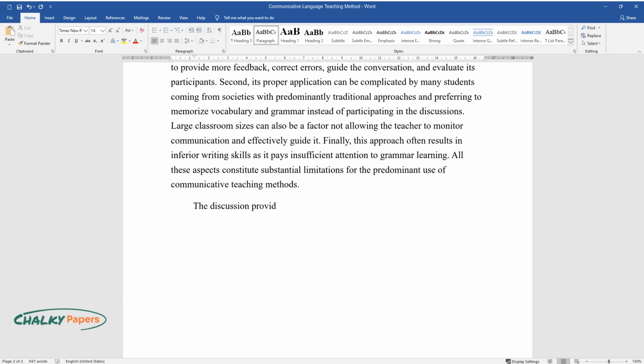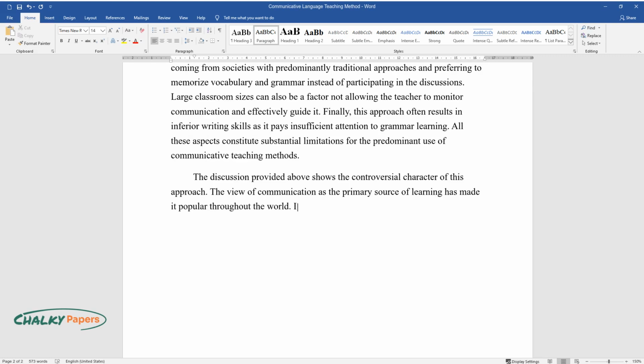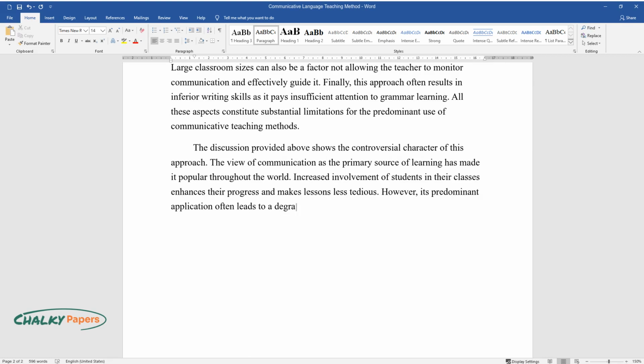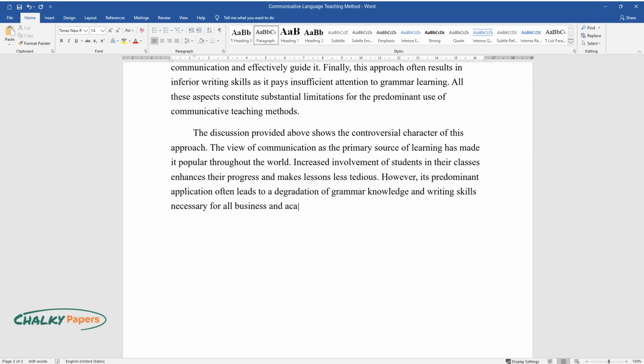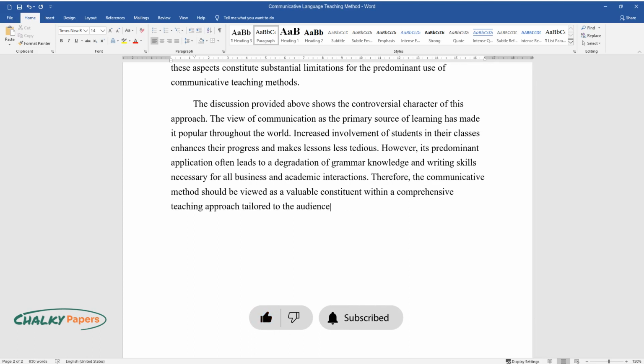The discussion provided above shows the controversial character of this approach. The view of communication as the primary source of learning has made it popular throughout the world. Increased involvement of students in their classes enhances their progress and makes lessons less tedious. However, its predominant application often leads to a degradation of grammar knowledge and writing skills necessary for all business and academic interactions. Therefore, the communicative method should be viewed as a valuable constituent within a comprehensive teaching approach tailored to the audience and its needs.